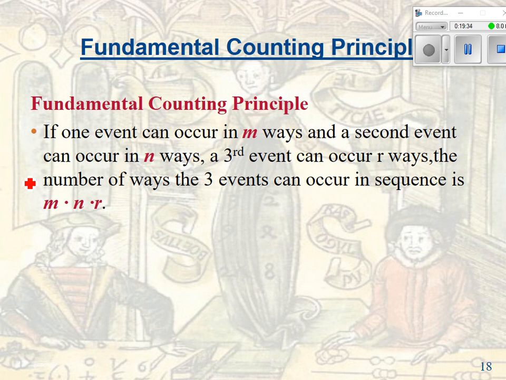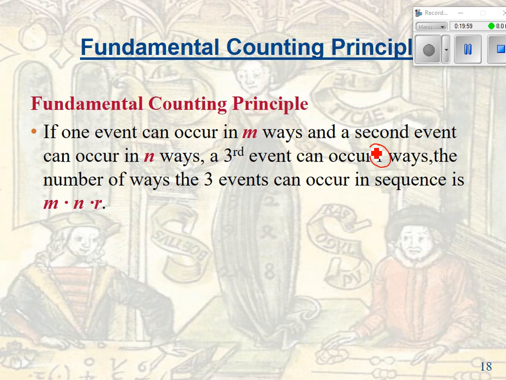So if one event can occur m ways, the second event can occur n ways, and a third event can occur r ways, the number of ways the events can occur in sequence, so if we were to make the tree diagram for it, is just m times n times r.